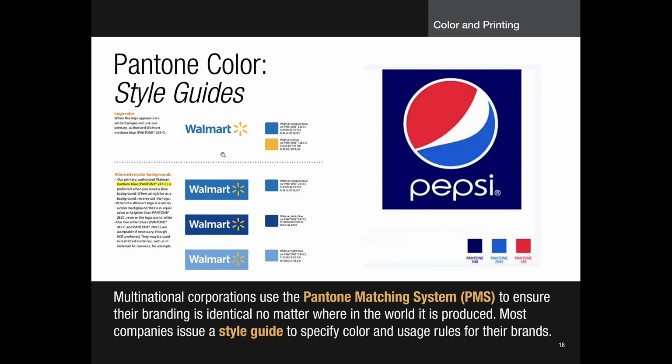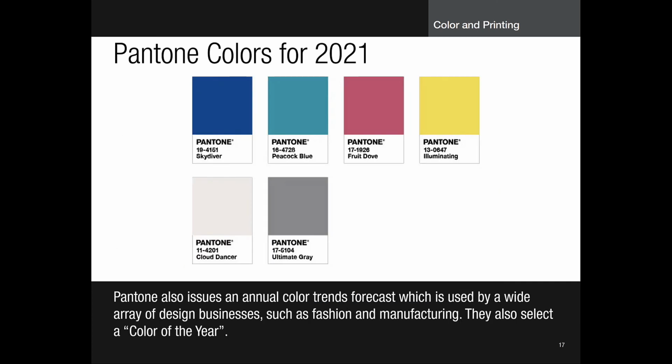And as I mentioned, most brands, they set up their color palette and they standardize it, and almost every large company has what's called a style guide. And this goes out to anyone who does business with them, saying if you are working with Walmart, you need to use Pantone 285 blue and Pantone 123 yellow. And these are the ways you can use our logo. These are the colors you can use. So almost every brand does this, so they have uniformity around the world.